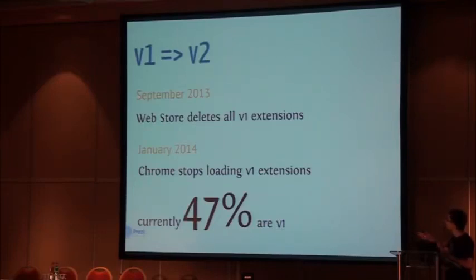And what's the timeline? Currently, in September, the Google Chrome Web Store will delete all V1 extensions. In January, Chrome stops loading V1 extensions. So all the tools that we have developed over the last year will simply stop making sense, because there's no code vulnerable to that. Currently, almost half of the extensions are V1. So a lot of extensions will probably die out.